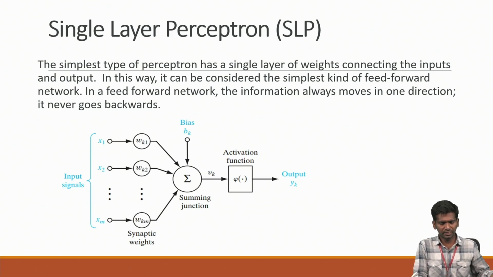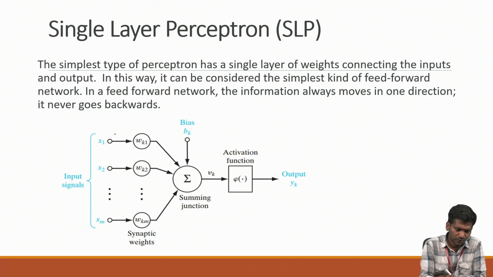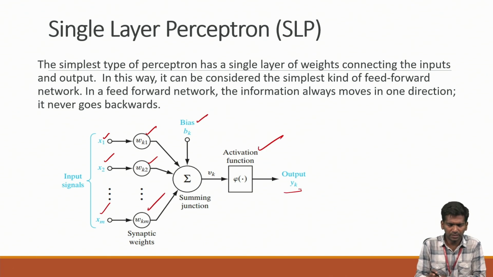If you look into the diagram, these are the inputs. This is how it looks. These are the weights, bias, and activation function, and output. So we need inputs, bias and activation function to get an output in SLP. This is a diagrammatic representation, and you can draw it like this.